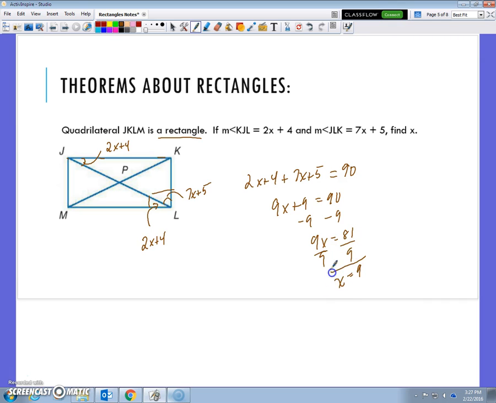X must equal 9. Okay, and let's make sure we are answering the question. It just says to find x. It doesn't say find the measure of angle anything. So I can stop there. Okay, so just keep in mind we are still in a parallelogram. These are still alternate interior angles. All right.